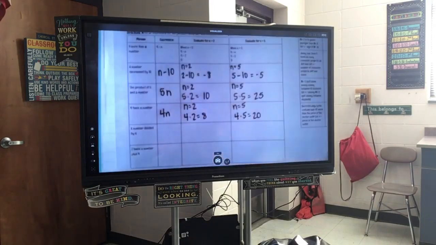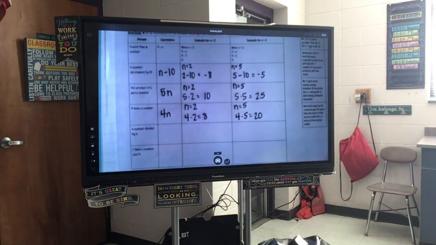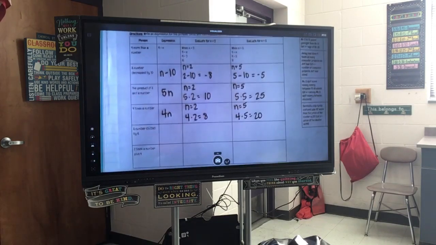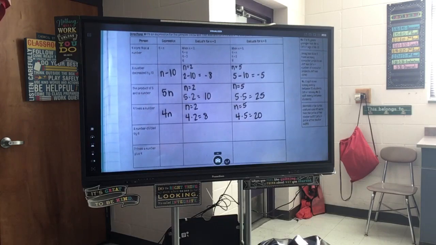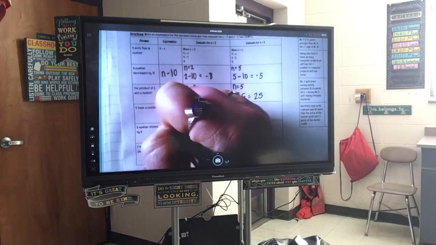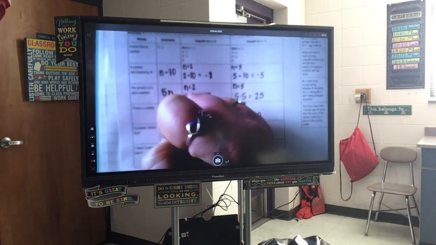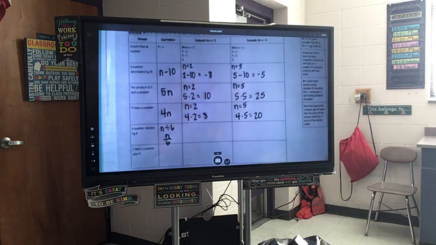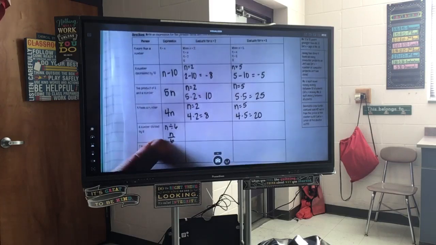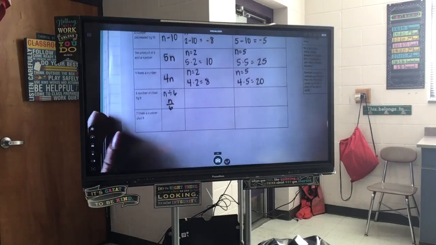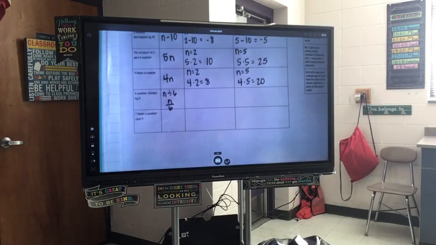Perfect. All right. The next one is a number divided by 6. A number divided by 6. All right, there's a couple different ways you can write this one. Aiden, what's one way? n divided by 6. So you could do n divided by 6, or you can write it as a fraction, n over 6. Remember, if there's a variable in your fraction, it's not a fraction, it's a division sign. Does that make sense? So if there's a variable in either your numerator or your denominator, it is not a fraction. Do you want us to write it both ways? Yes, I do want you to write it both ways because you are going to see it both ways.